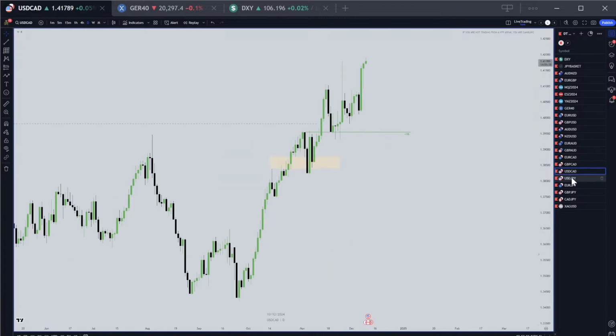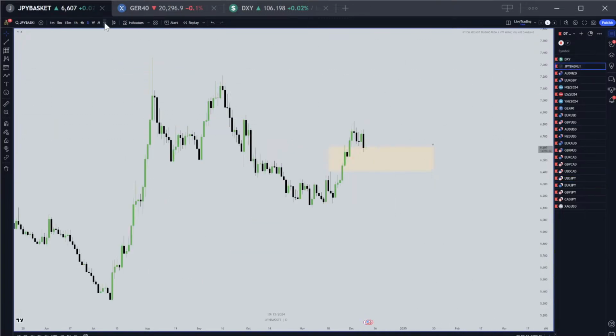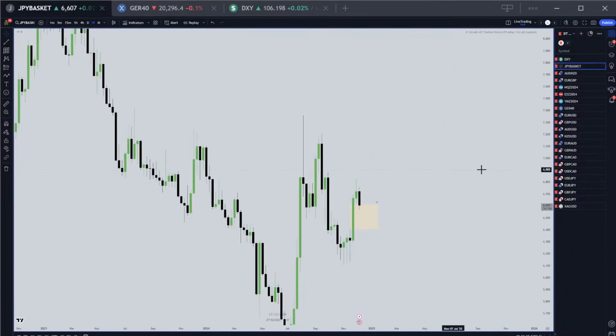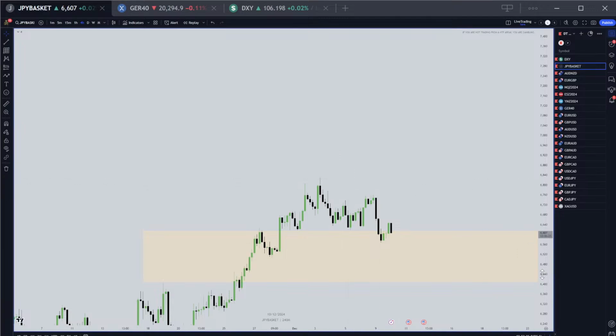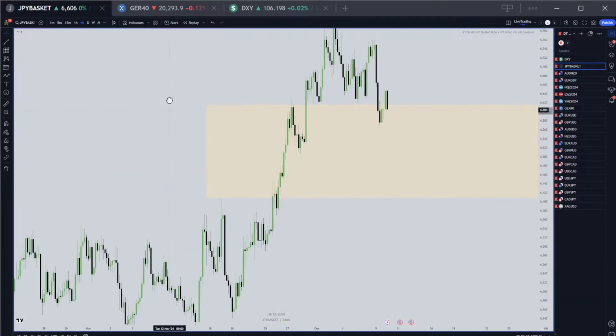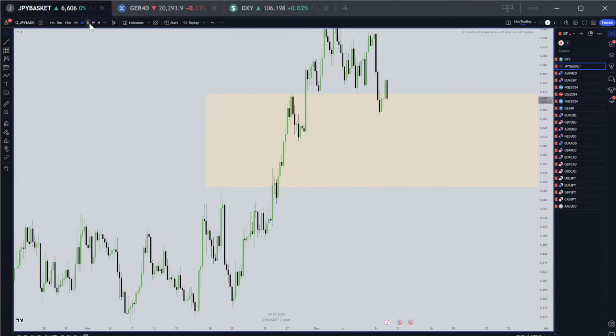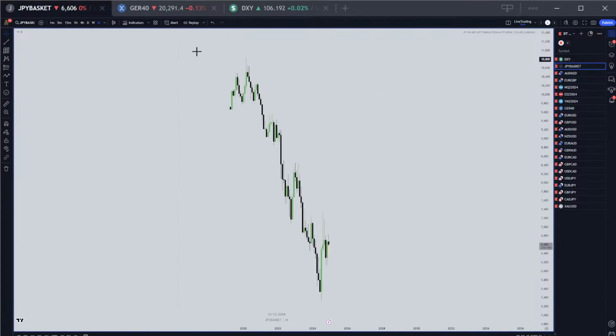UCCAT, I don't like too much. And let's go to the JPY pairs. We are currently in a weekly bullish fair value gap, which in my opinion could set a low. But I'm just curious how the structure is going to form. Because in general, JPY is a weak currency. Get a monthly, down only.